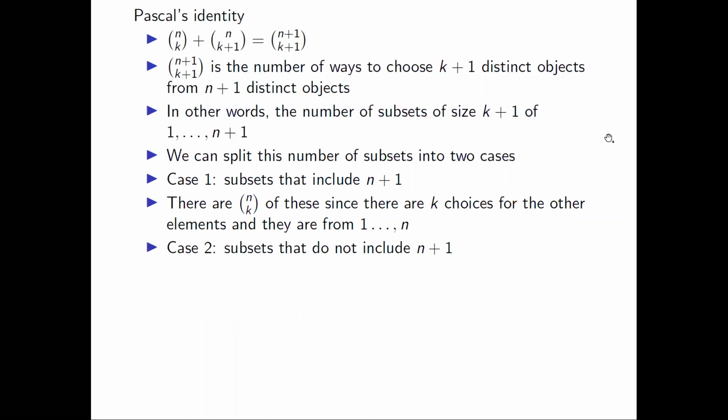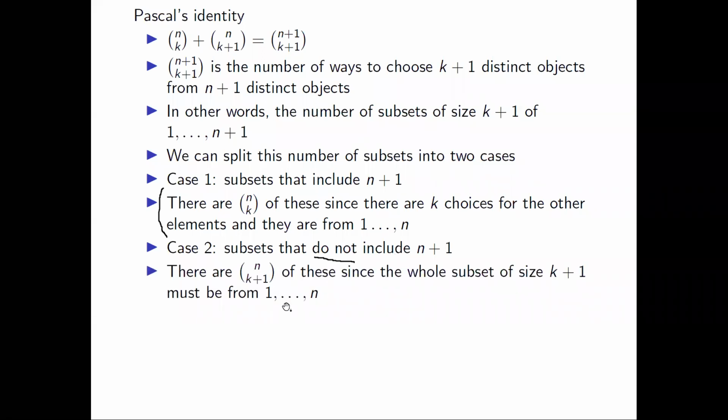Case 2 will be the other subsets, the ones that are not included in case 1, which is the subsets that do not include n plus 1. So you can see this is the opposite of case 1. These two, they're opposites. So there are n choose k plus 1 of these subsets. And why is that? Well, these subsets do not include n plus 1. They have k plus 1 total elements. And since they do not include n plus 1, their elements must be from the set 1, 2, up to n. So that's why we get n choose k plus 1 subsets for case 2.